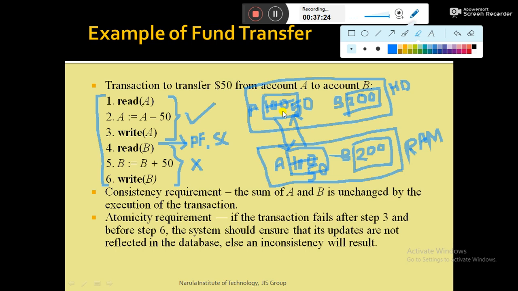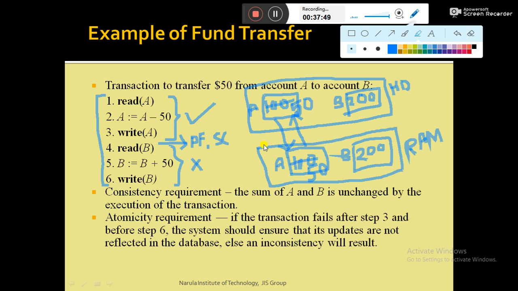Now what does the atomicity property say? It says that either all the actions or all the instructions of a transaction are reflected in the database or none are. That means all the instructions are either reflected on the database A and B or none are. So this is the atomicity property. Now how to implement that?